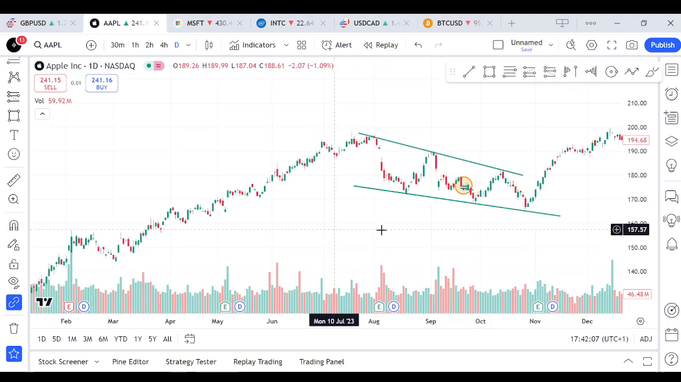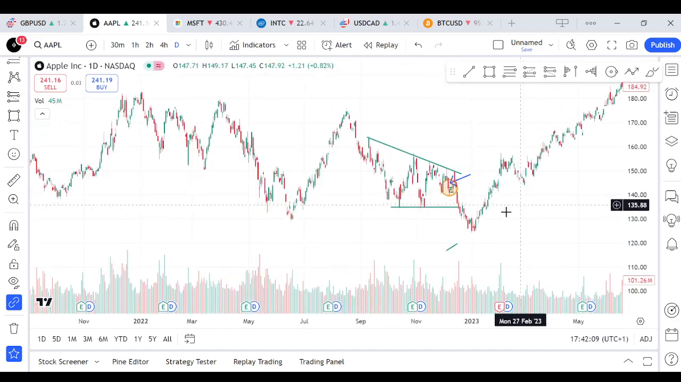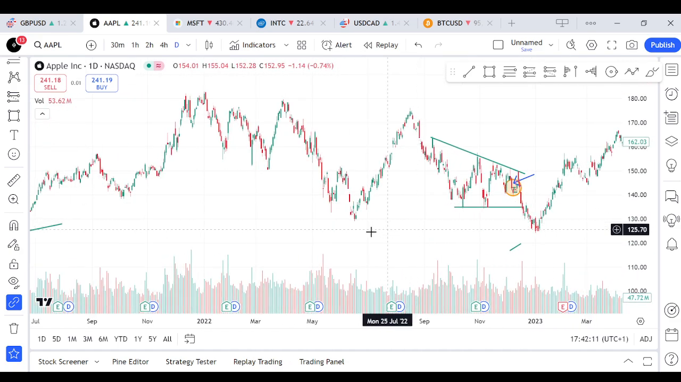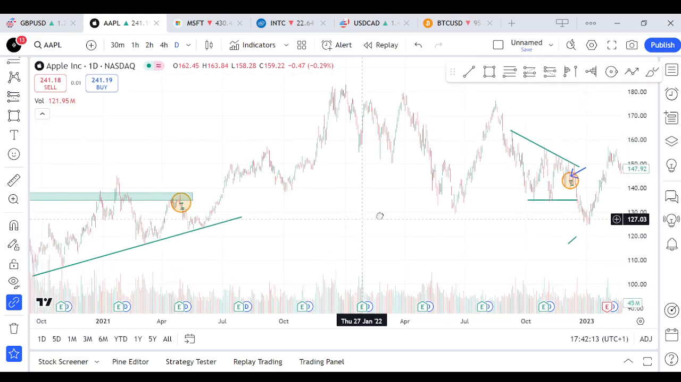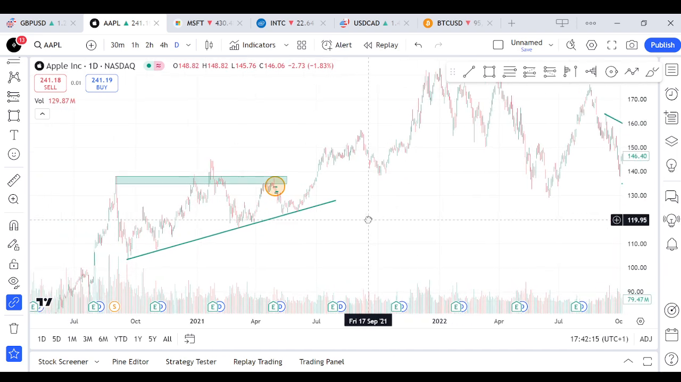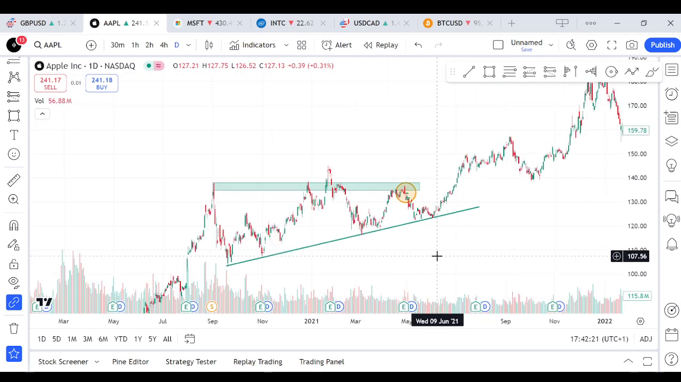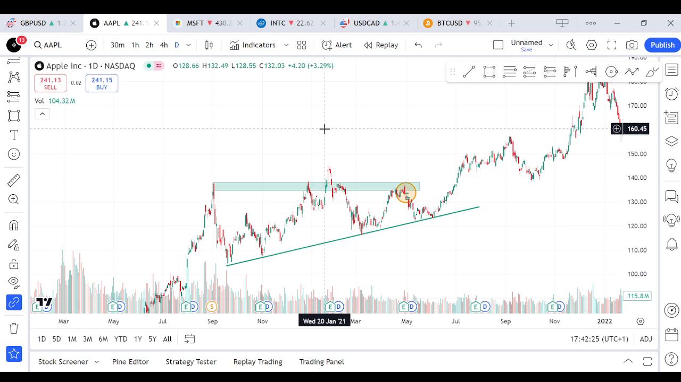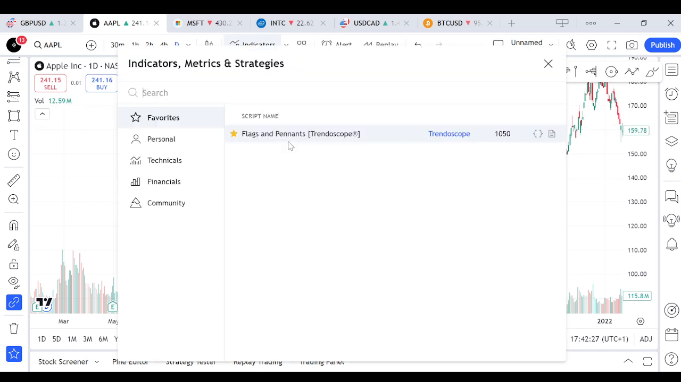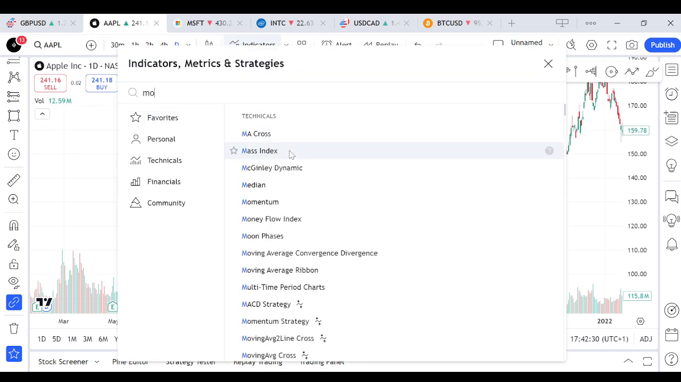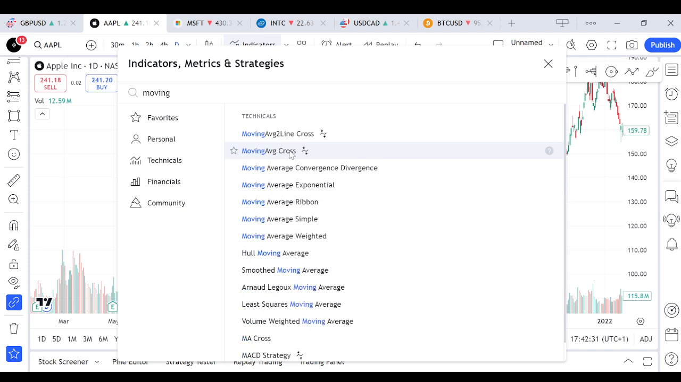Another thing you can do to increase your win rate with this pattern is to combine it with moving averages, like your 50-day moving average or your 200-day moving average, as it will add extra confirmation that the downtrend will continue. So in this case, you can use the moving average as dynamic resistance and place your entry when price touches or retests the moving average.